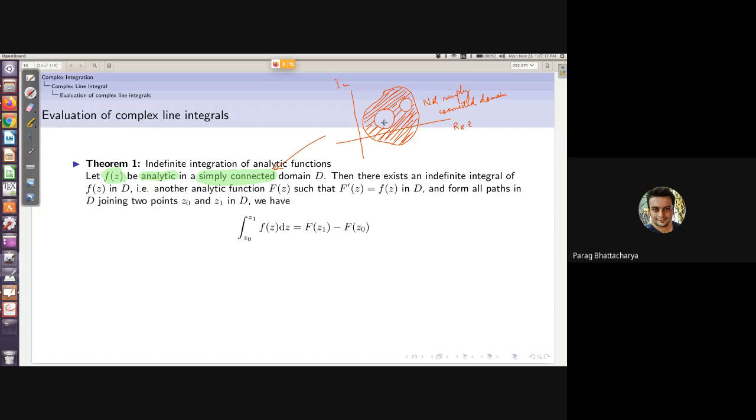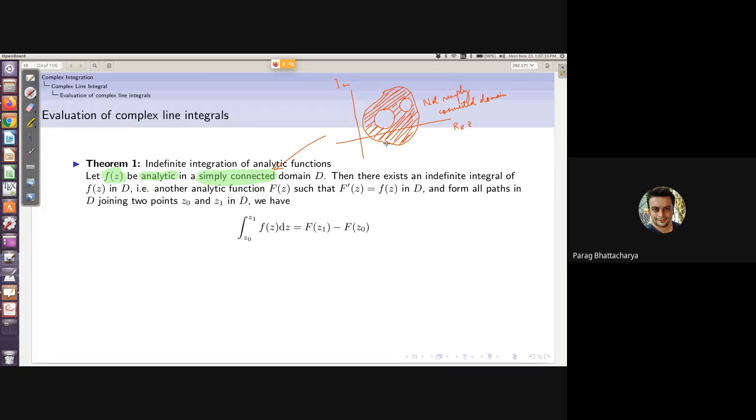Okay, it will be a simply connected domain only if there are no holes. Or in other words, if a domain has only one boundary, then that's a simply connected domain. A simply connected domain is a domain which has only one boundary. You just count the number of boundaries.